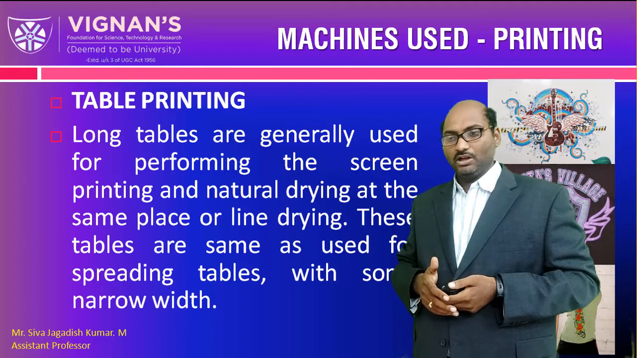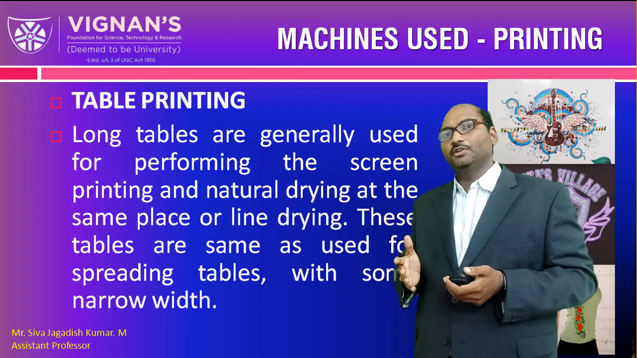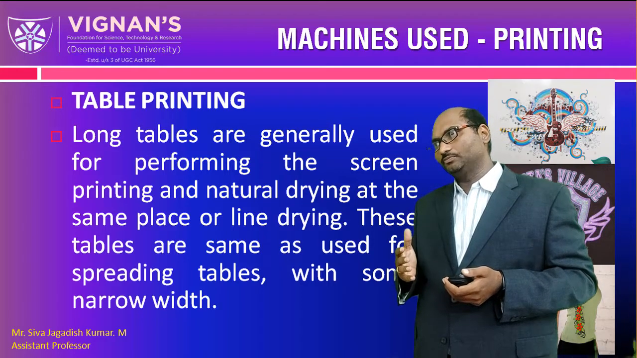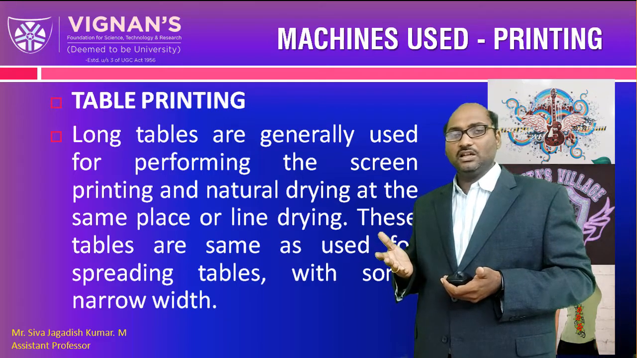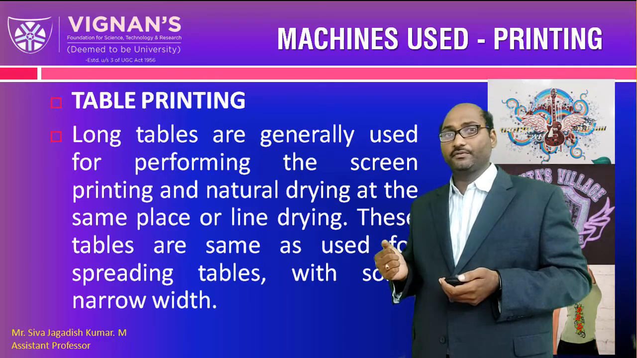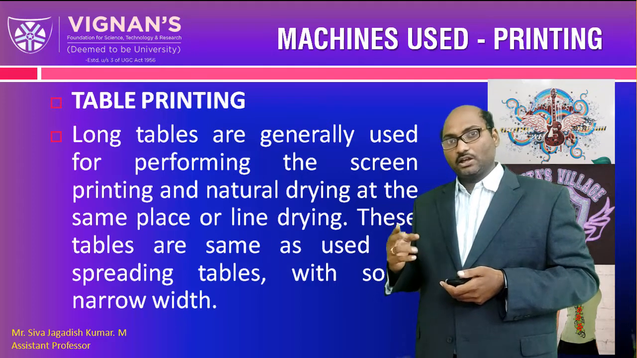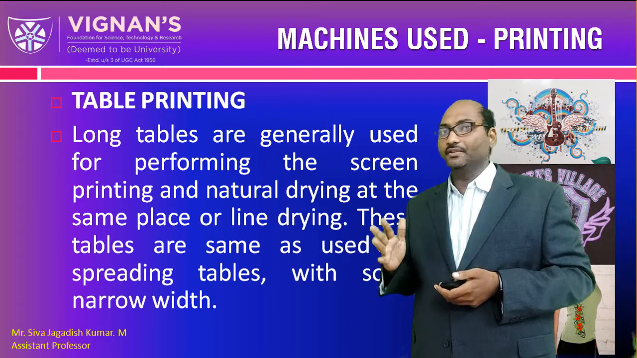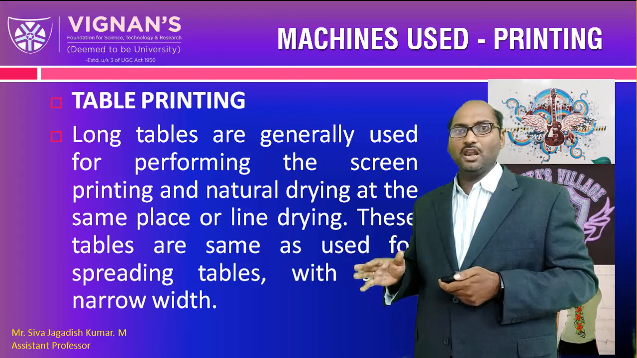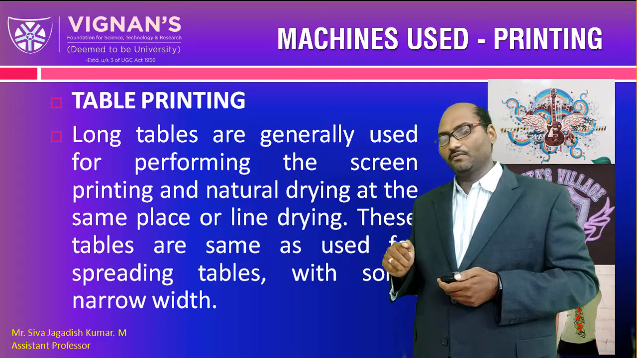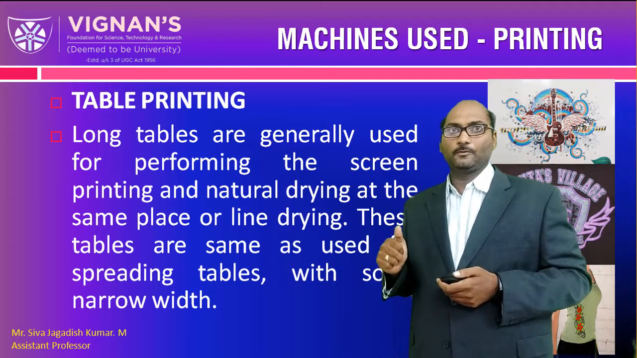And line drying is nothing but, once the printing is done, you leave it as it is, such that it dries naturally. That is referred to as line drying. You leave it naturally, but in the case of plastisol and its related bases, line drying is not possible. But in the case of discharge or pigment based prints, line drying is okay. If any of the woven fabrics are going for line drying, it can be done.